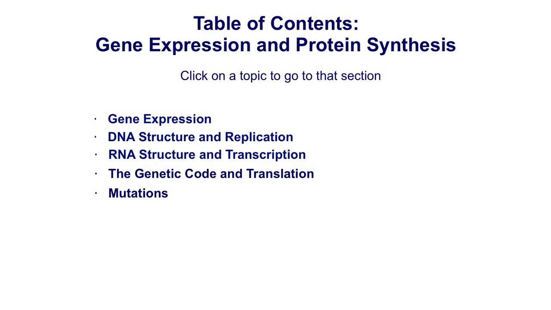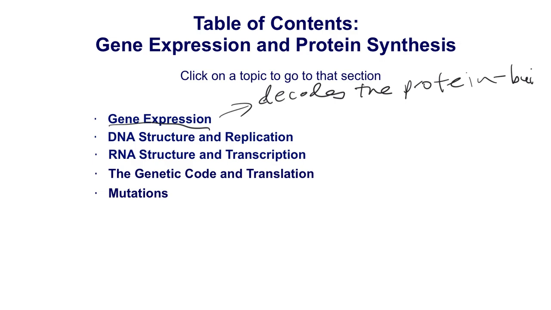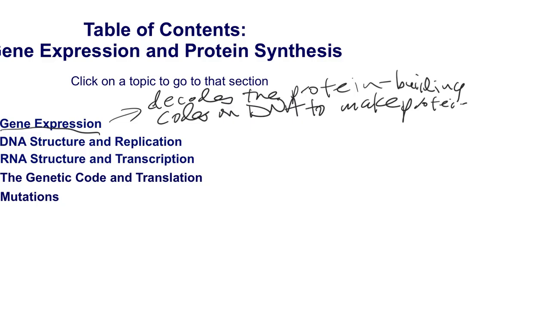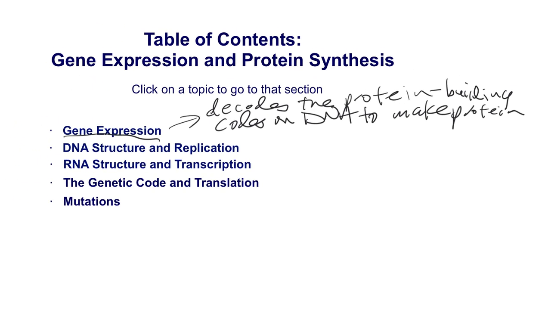So gene expression. Gene expression is where the cell decodes the protein recipe, the protein building codes on the DNA, to make proteins. You express the genes, you take them, you follow those instructions, and you make proteins from them. The cell does this.